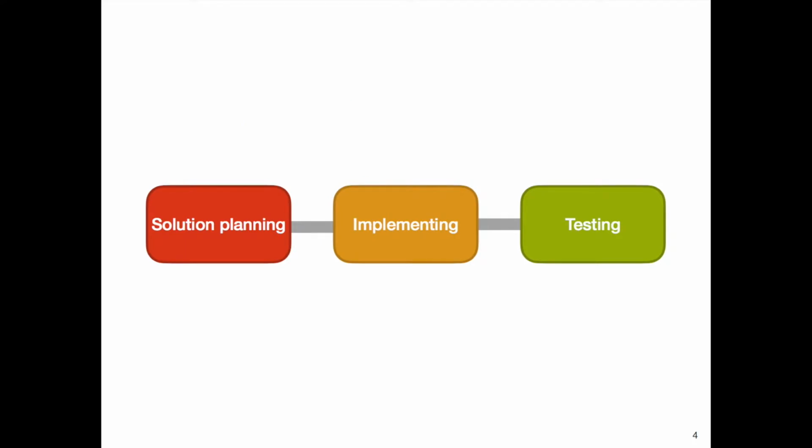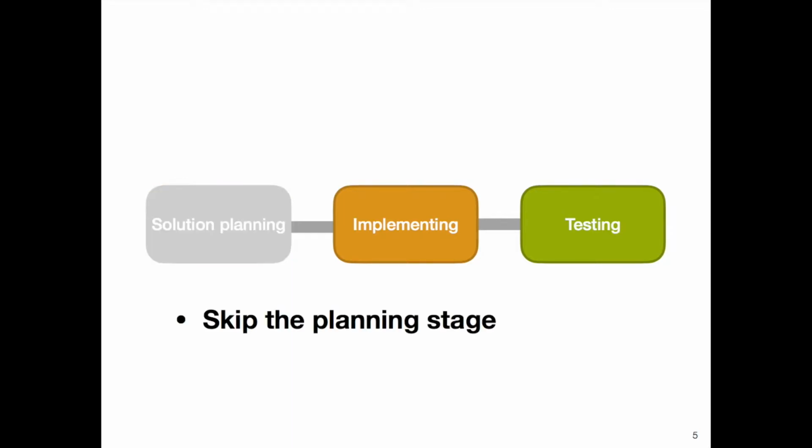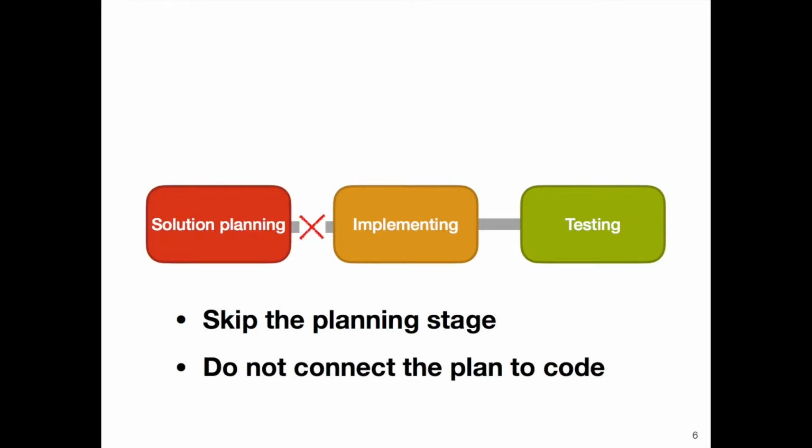Algorithmic problem solving involves multiple stages, such as solution planning, where the learner sketches the overall solution, implementing, where learners implement the solution plan, and testing the implementation. However, novice learners often skip the solution planning. Moreover, even if the learners come up with the solution plan, they do not properly connect their plan to the code, so they fail to solve the problem.